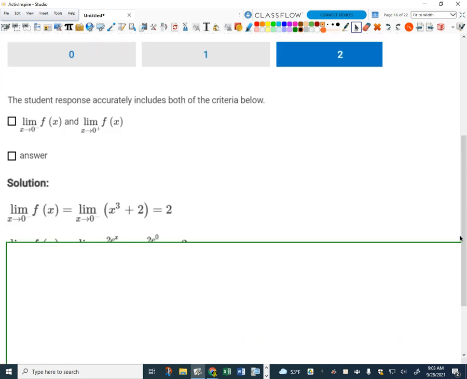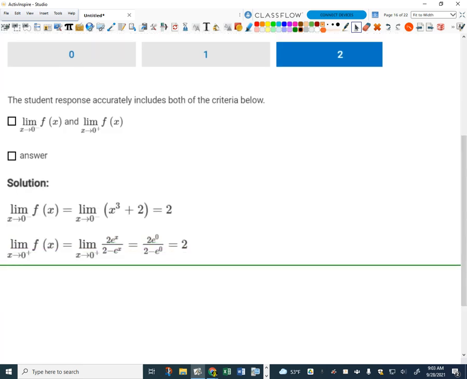So if we do this, the limit from the left, we're looking at that piece of the function. If we evaluate that directly, we get 2. The limit from the right, we're taking the limit of the piece that has the exponential part. If we evaluate that, we get 2 also. Any questions about how they get those answers? We're good with that? Everybody?